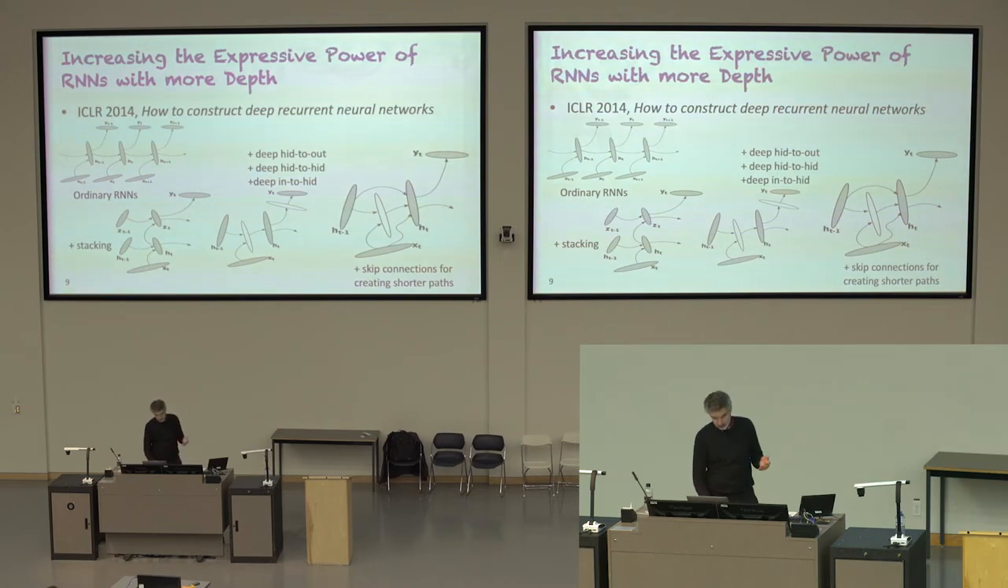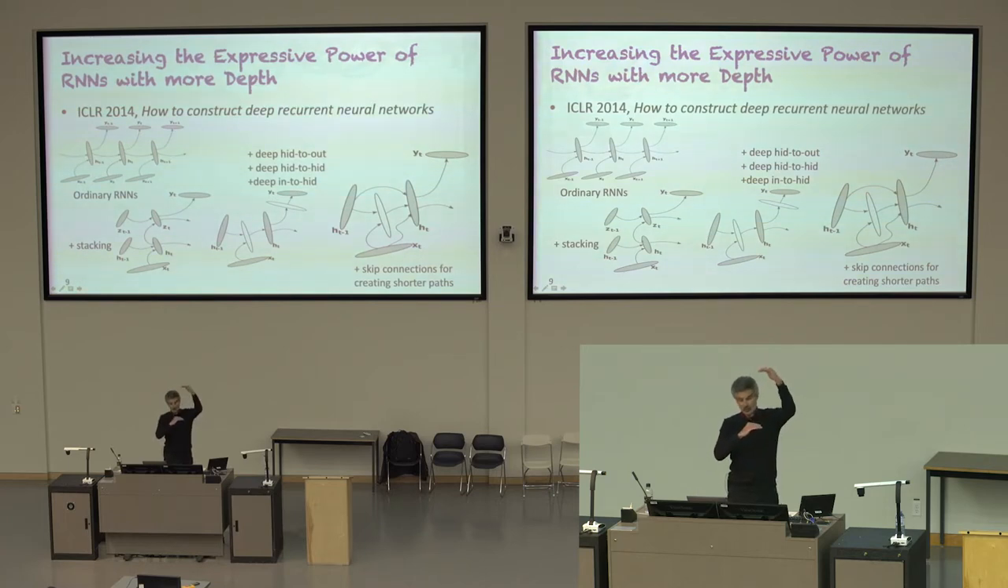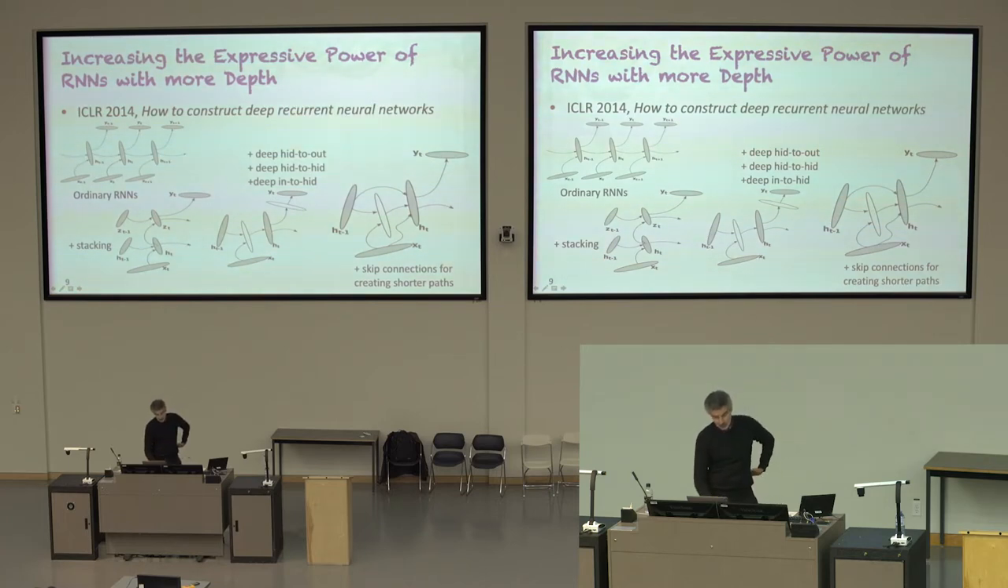On the left you have a very vanilla architecture. In the bottom here, you have a variation where we're going to stack multiple RNNs on top of each other. So the hidden units of the lower RNN become the input for the next RNN, and you can have many of these.